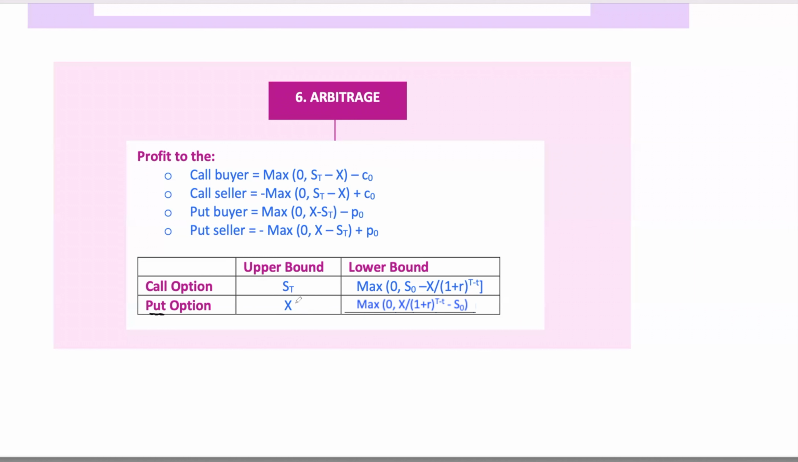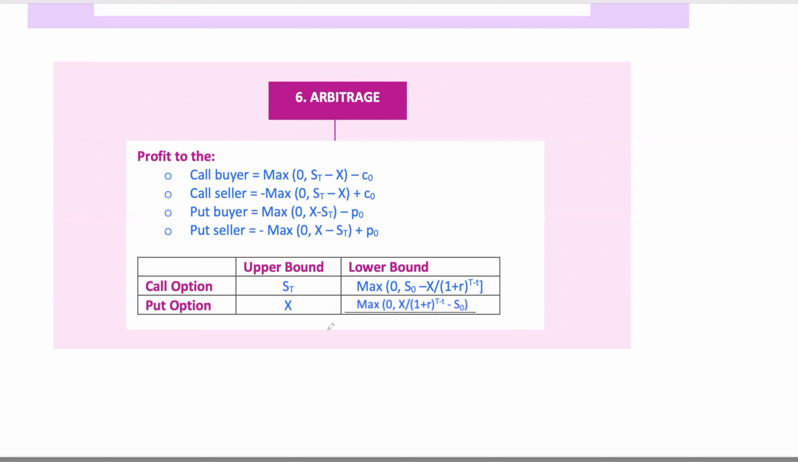For put options, the upper bound is the exercise price. Since the maximum value of a put option is realized when the stock price goes to 0, the highest it can be worth is the full amount of the strike price, which is what you'd get if you exercised it under the worst case scenario for the stock.